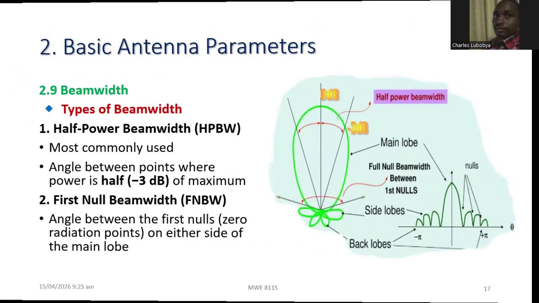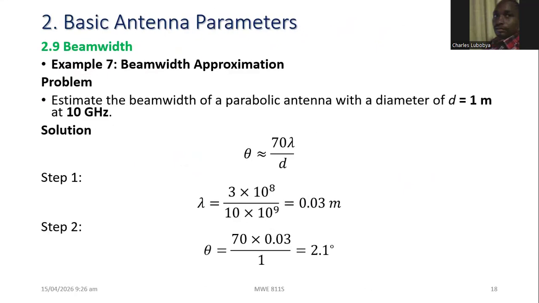Suppose you are asked to estimate the beamwidth of a parabolic antenna with a given diameter, and the frequency is also given, which is 10 gigahertz. You can calculate the beamwidth using 70 multiplied by the wavelength divided by the diameter.